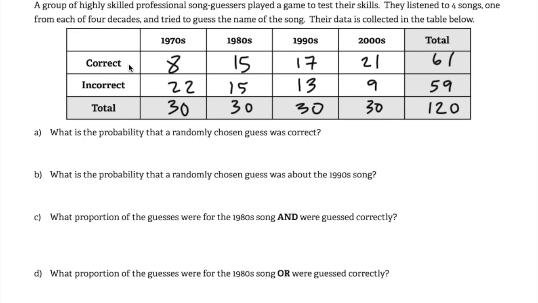In this case we're looking at whether or not the guess was correct for the song versus what decade the song came from. So part A just asks what is the probability that a randomly chosen guess was correct. So we're just finding probability of overall it being a correct answer. So P(correct), and so I just look on my table. Overall there were 61 correct answers out of 120 total guesses. So 0.5083.